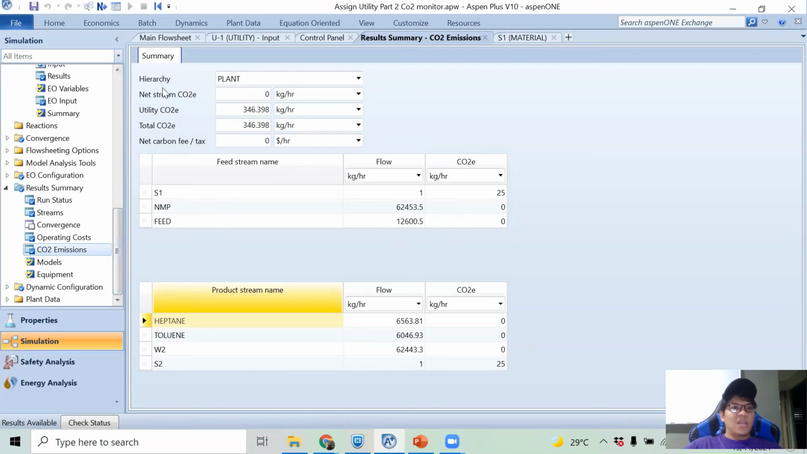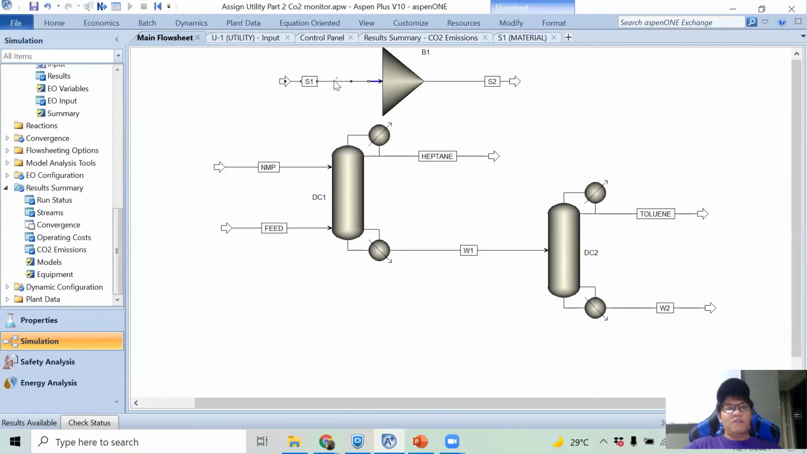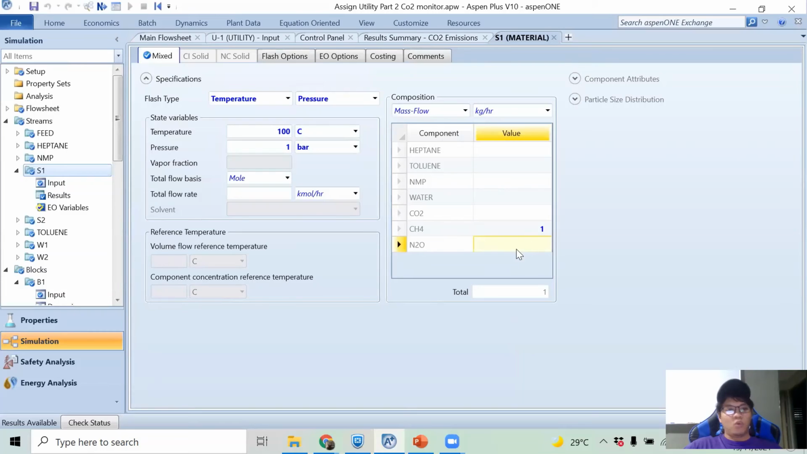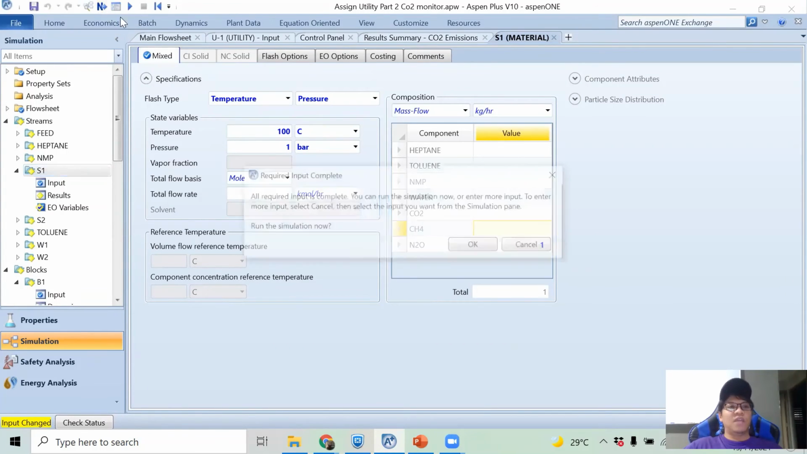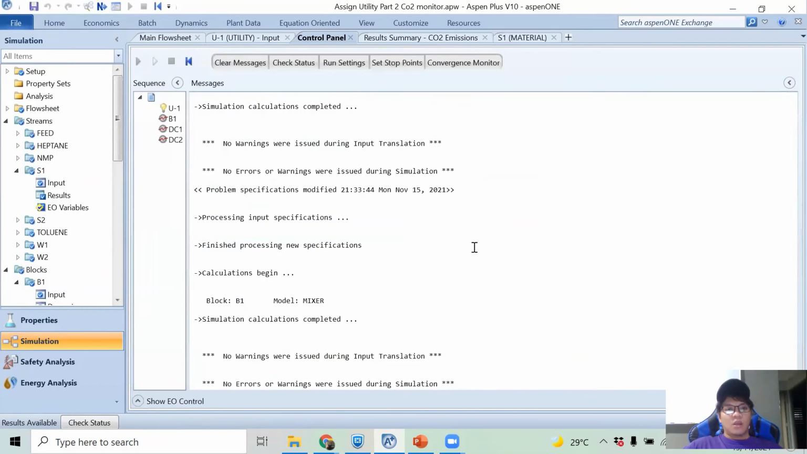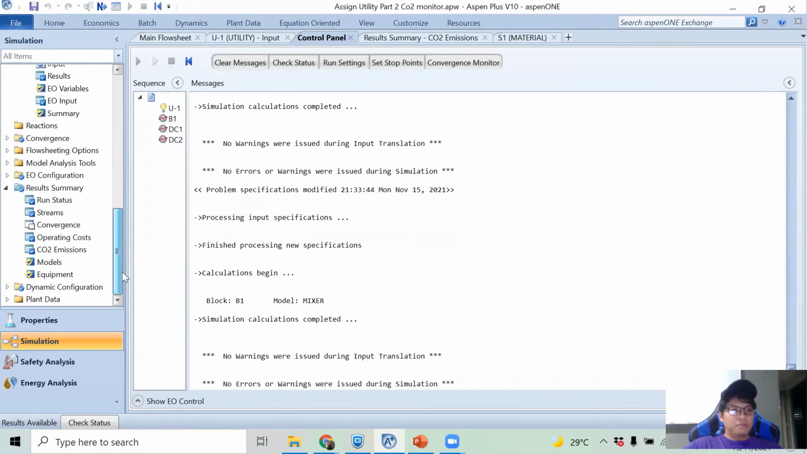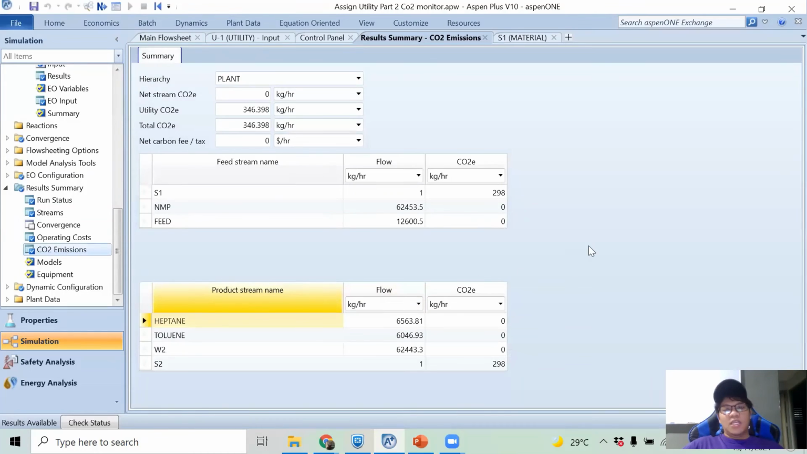Okay, next, one last thing that I'm going to show. What if I put 1 kilogram of nitrous oxide as opposed to methane? If I click next and do the same, you would see it is 298 times more potent than 1 kilogram of CO2. So yeah, I think that's pretty much it in terms of the simulation.